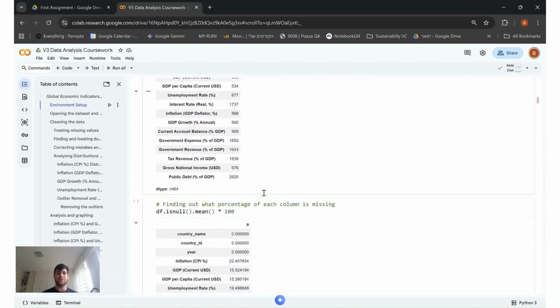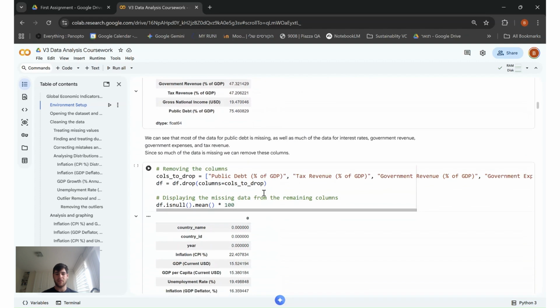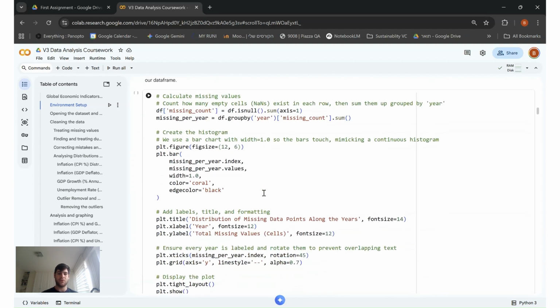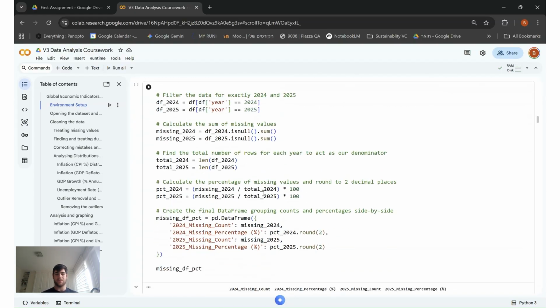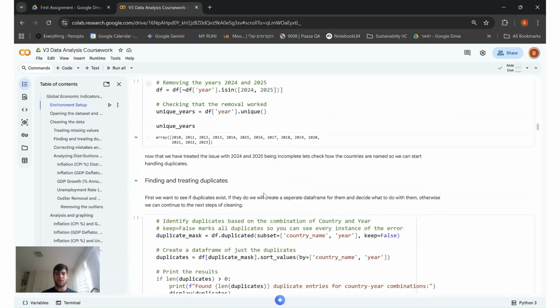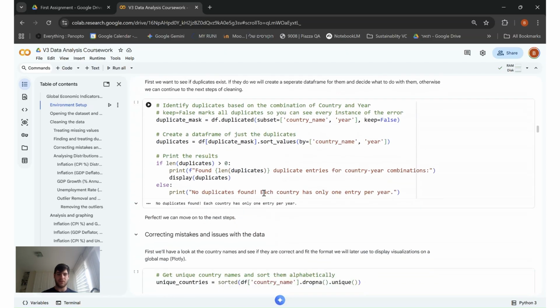I cleaned the data by first treating columns that have more than 45% missing. And then I treated the groups by year, seeing that 2024 and 2025 had many more nulls than the others. I decided to drop them out of my data set. After removing 2024 and 2025, I looked for duplicates. I didn't find any. I continued on.